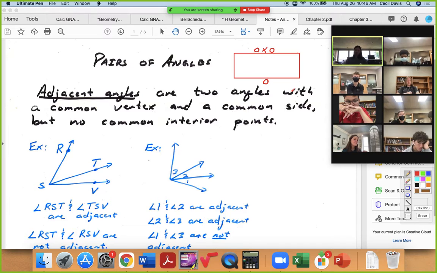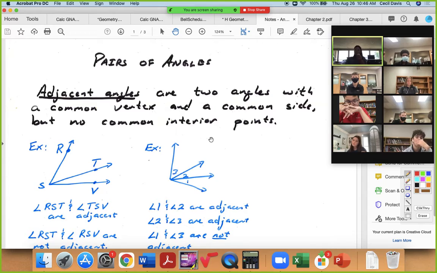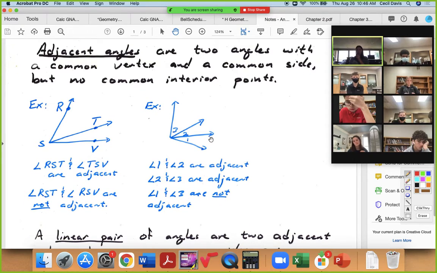Okay? So, adjacent angles are angles with a common vertex and a common side, but no common interior points. We actually talked about this way back in 7th grade pre-algebra, and I can't remember if it was in the 7th grade book or in the 8th grade book, but all of you have been through that, I believe. So here's what it looks like. I've drawn some examples and some non-examples of adjacent angles.